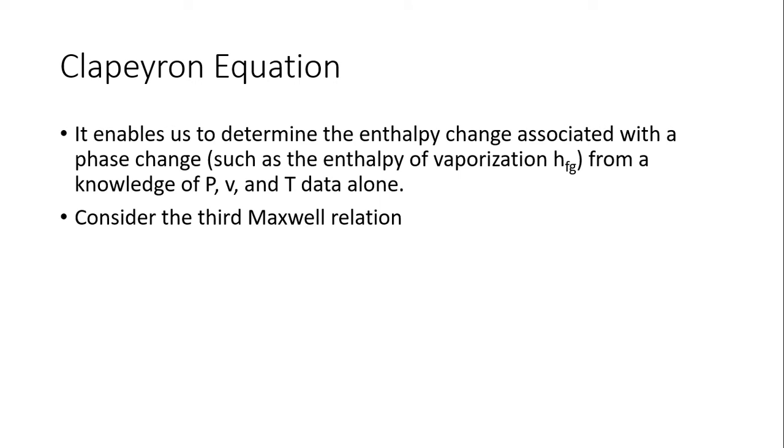Now consider the third Maxwell relation. We had seen the Maxwell relations in the previous lecture. So this is the third Maxwell relation: dou P by dou T at constant volume equals dou S by dou V at constant temperature.